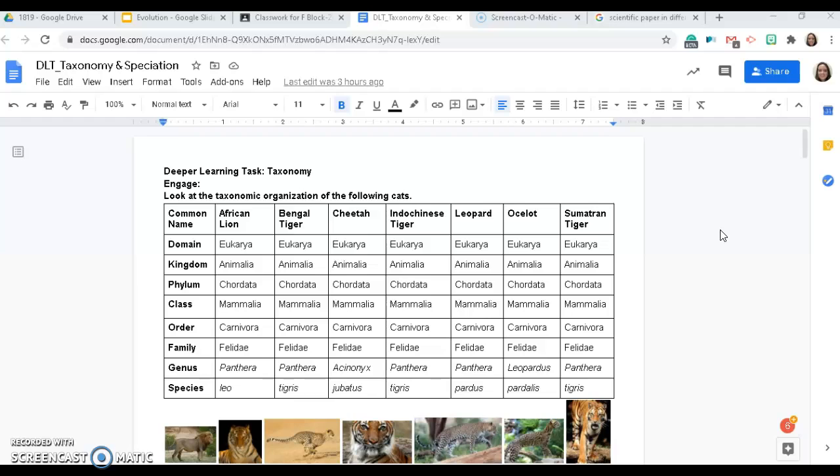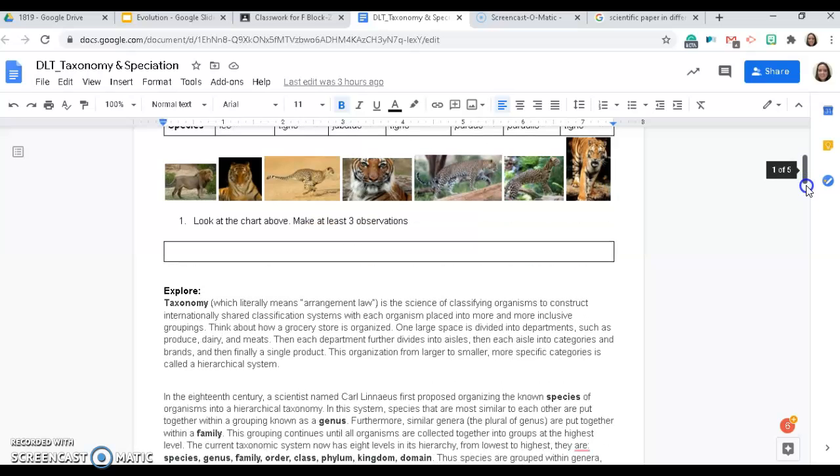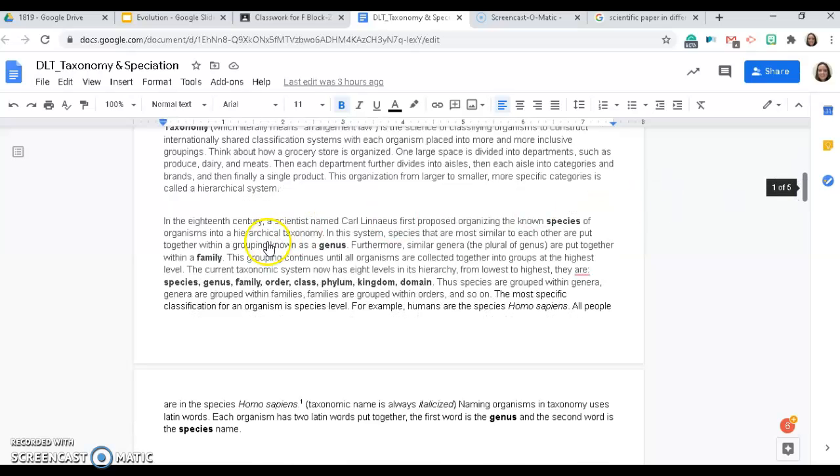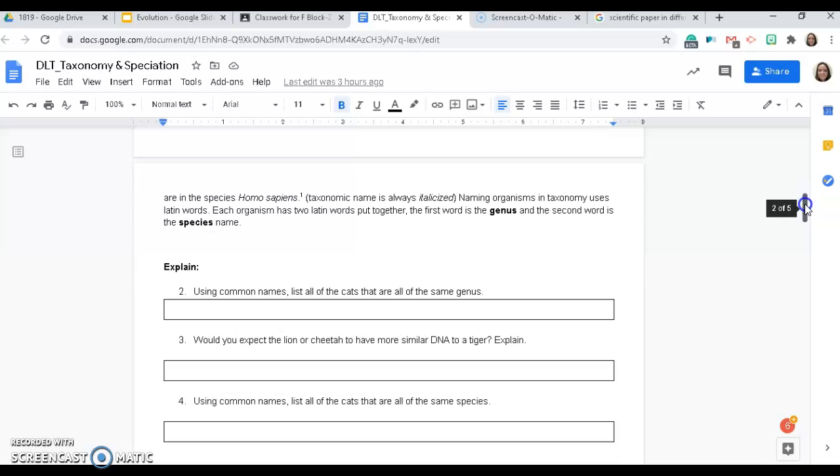So the first thing that you're going to do in this activity is look at this chart that shows all of the different levels of taxonomic organization for a number of big cats. So there's lions, a couple different tigers, cheetahs, leopards, and ocelots. You're going to make some observations. And then there's a short reading about taxonomy and how we categorize animals and give them that two-part name.